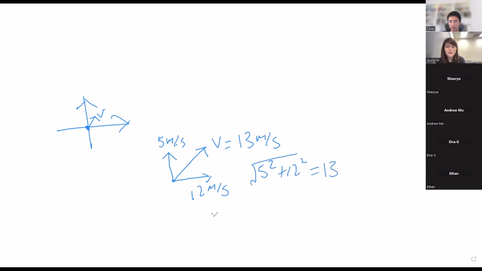So then a lot of times for the kinematic equations, you'll see a Vx or a Vy. The x would indicate the velocity of an object in the x direction, and the y the velocity of an object in the y direction.